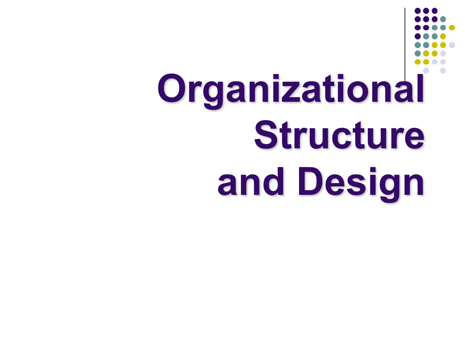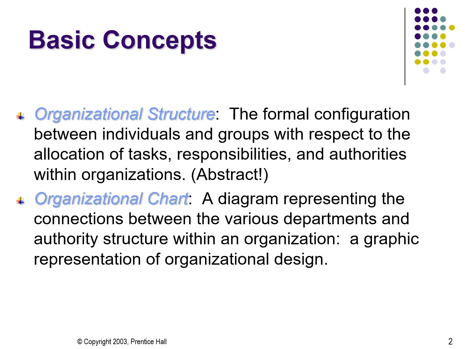So when we're talking about organizational structure and design, we're talking about within the organization itself. We're talking about the throughputs. When something comes into an organization, once it's there, what's the structure of the process of whatever the organization does? So some basic concepts as we walk through how we conceptualize any organization based on its structure: first, the definition of organizational structure is the formal configuration between individuals and groups with respect to the allocation of tasks, responsibilities, and authority within the organization.